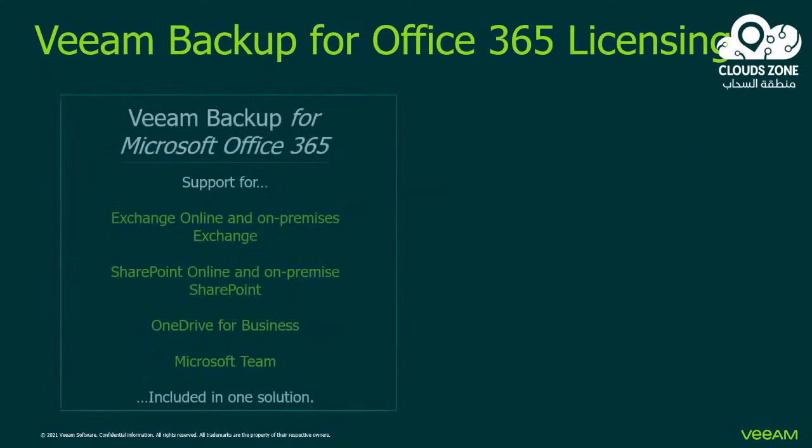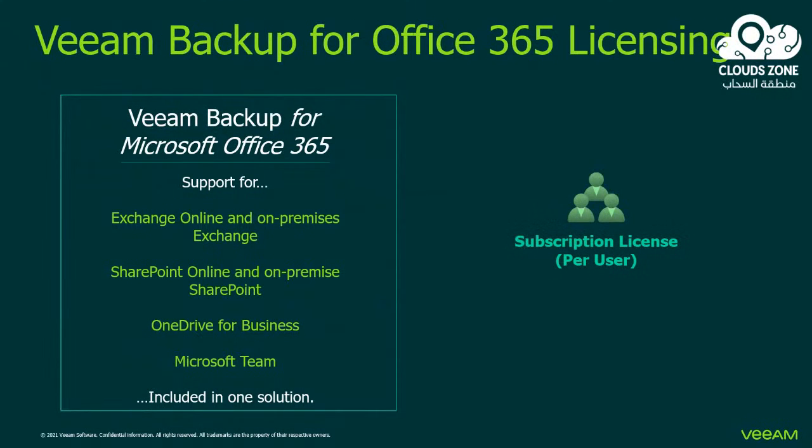So we have another license model for Office 365, and here we have one type of license, which would be based on the number of protected Microsoft Office 365 users. Based on the number of users, we purchase this license, and it would cover your online Exchange, online SharePoint, OneDrive for Business, and Microsoft Teams, anything under these users. And it can be mixed.